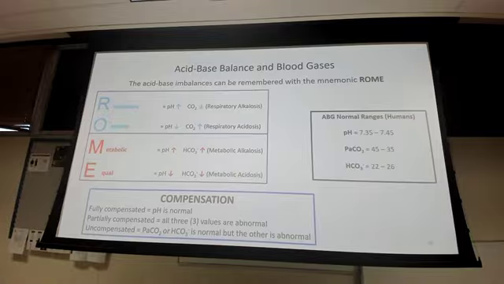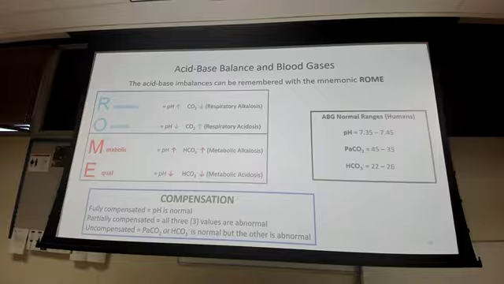And then you have the two on the bottom that are in red, that represents that metabolic side. So M for metabolic, increased pH, increased bicarbonate, think metabolic alkalosis, and E for equal, which is gonna be decreased pH and decreased bicarbonate, think metabolic acidosis.